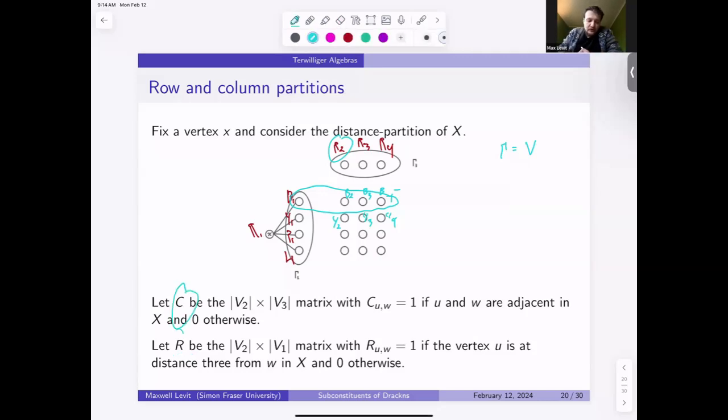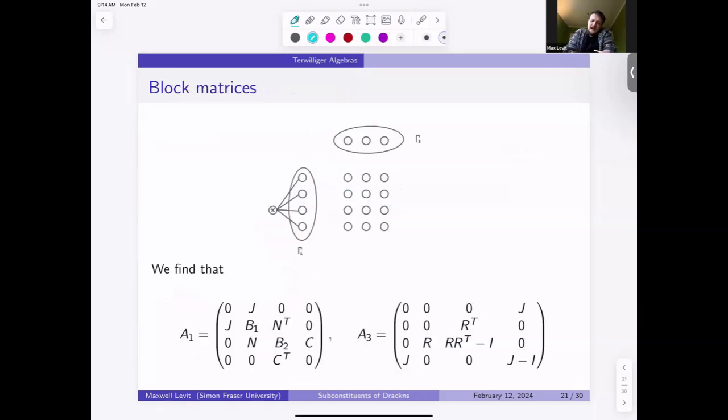This gives me these two matrices, which record something about the graph. As we can see going on to the next page, they give me a very explicit block decomposition of the adjacency matrices. This block decomposition is exactly what you get by adding these projections into the adjacency algebra, which is the moral of the definition of the Terwilliger algebra.